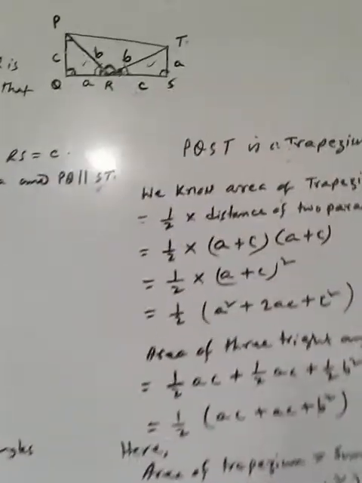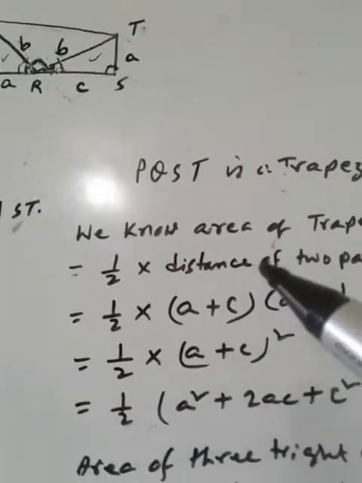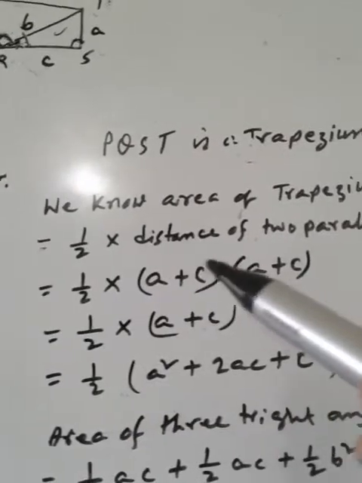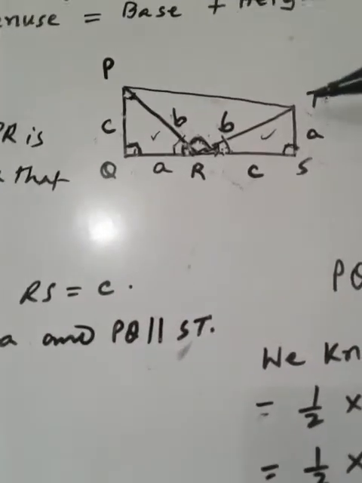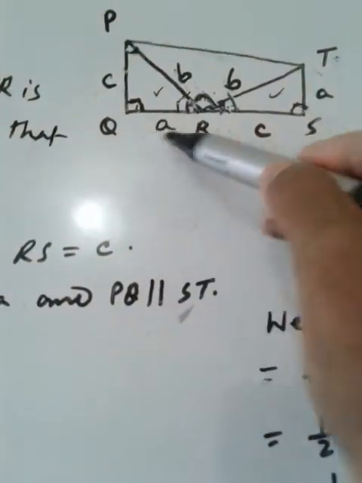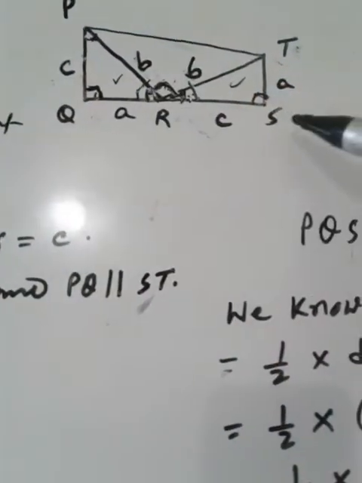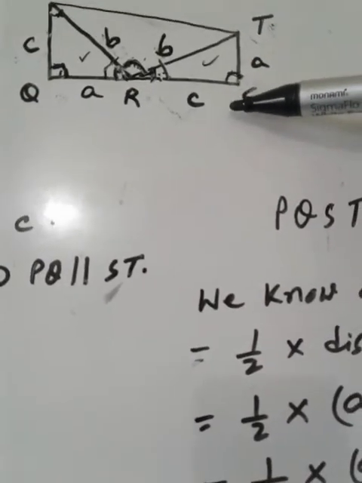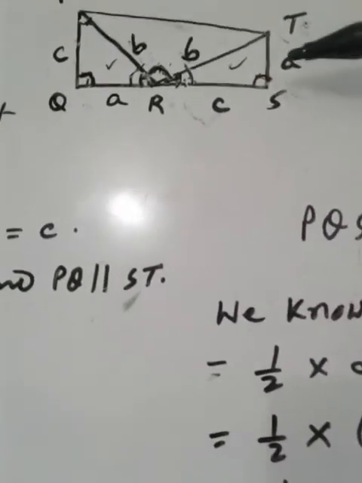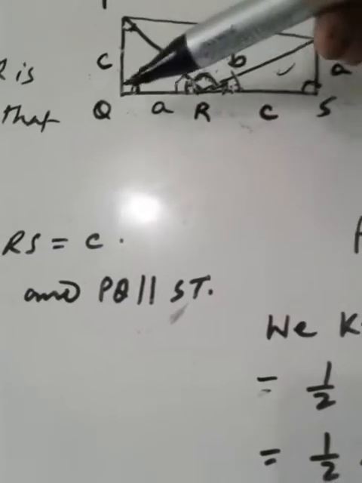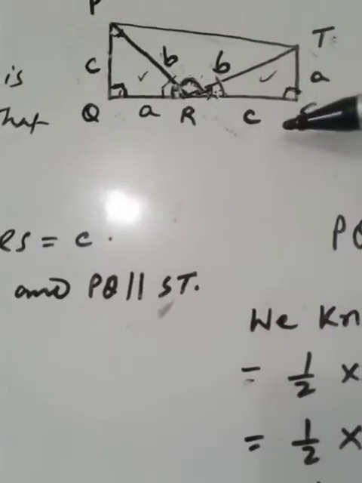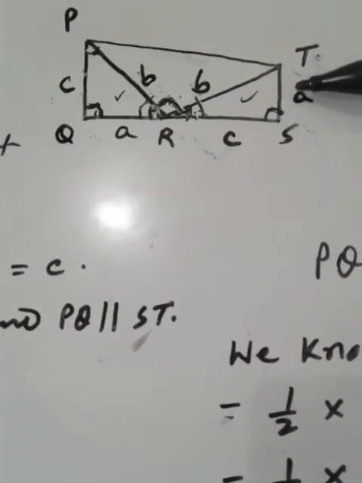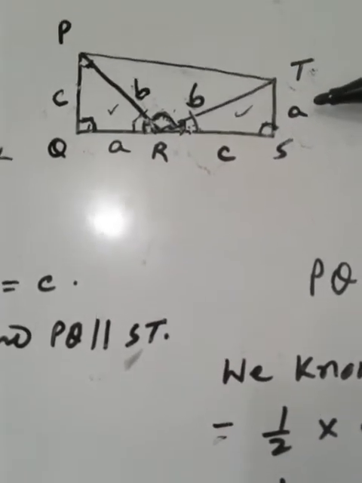Now we are going to prove that. See, in a trapezium we know the area of a trapezium equals half into the distance between the two parallel lines times the sum of the parallel sides. ST is parallel to PQ and the distance is QS, which equals A plus C. The sum of the two parallel sides is ST, A, and QP, C, so that is also A plus C.